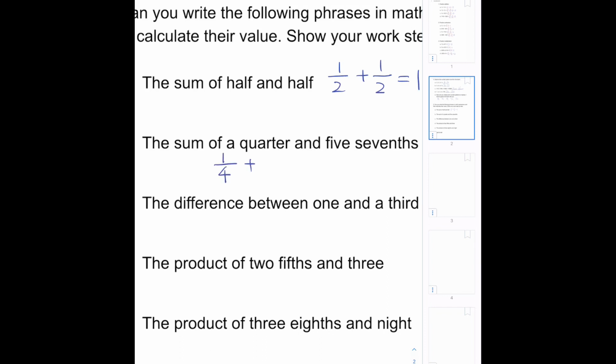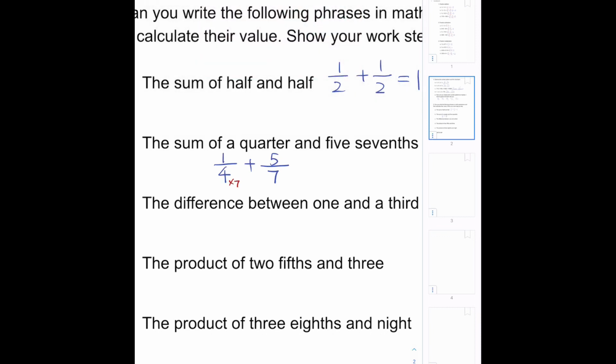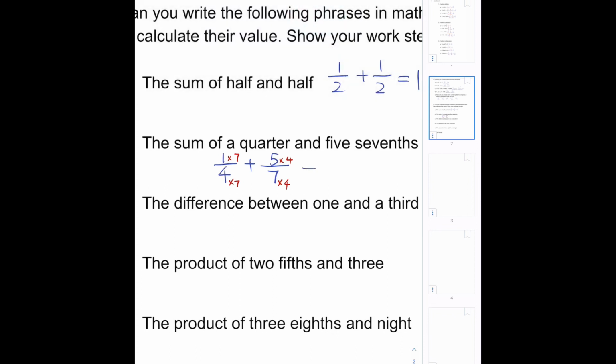A quarter plus 5 sevenths. Now we need to time 7 times 4, 7 times 4 equal to 28 and 27. Oh my goodness, it's almost there.